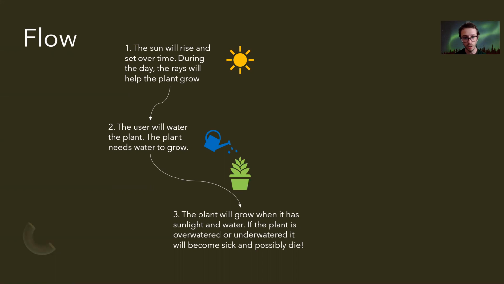So the user will water the plant, and then the plant will grow, and at about 25%, it'll add a new leaf, and then at 50%, 75%, and 100%, it'll reach maximum growth. So it'll grow 4 leaves. The plant will have about 10 or 5 health, and it'll take 1 damage per tick of sickness.